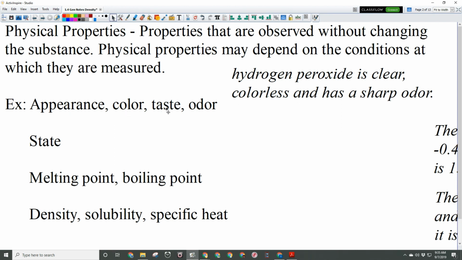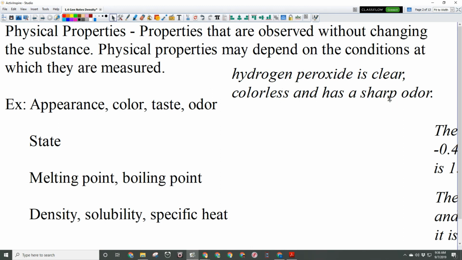You really don't want to taste it because hydrogen peroxide is slightly poisonous. A lot of times if your dog eats chocolate, dogs can't eat chocolate because it's toxic for dogs. The vet will tell you to give a teaspoon of hydrogen peroxide every 15 minutes until your dog pukes. That's just to get the chocolate out of their system. So you don't want to drink hydrogen peroxide. That's not good for you.